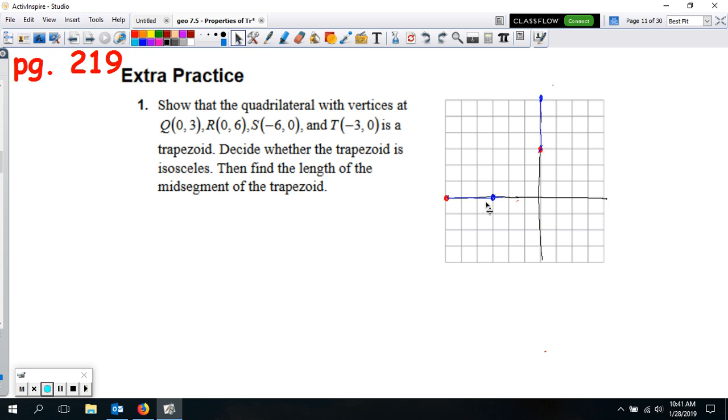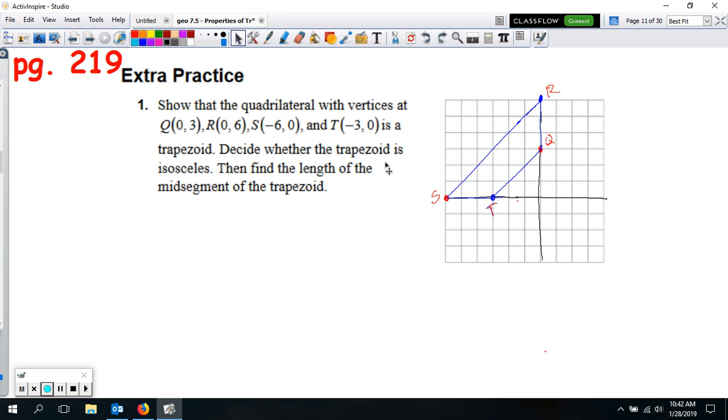And once you plot all 4 points, you can label them, you can label Q, R, S, T, and then connect the dots. It should look like that. So Q is here, and then you got R is 0, 6 up here. And on this side you have S at -6 and 0, and then T is here at -3 and 0. And then just connect the dots, and you got your trapezoid, or what appears to be a trapezoid.